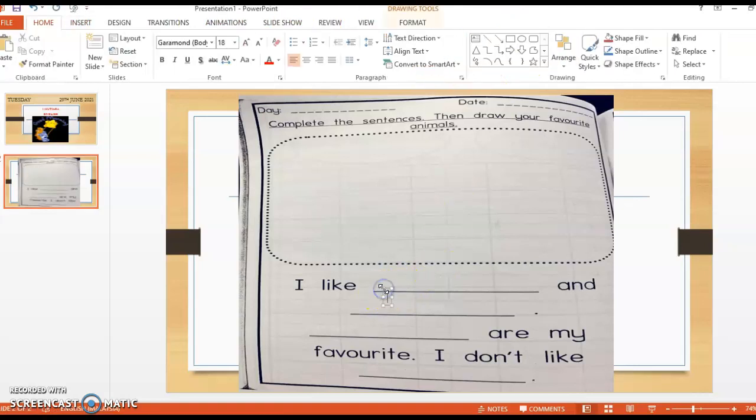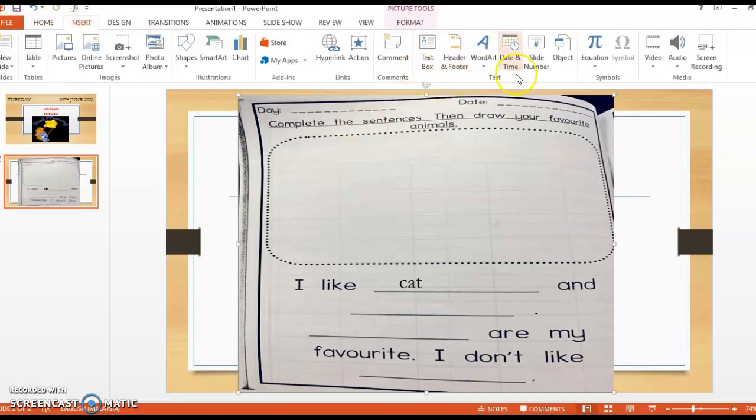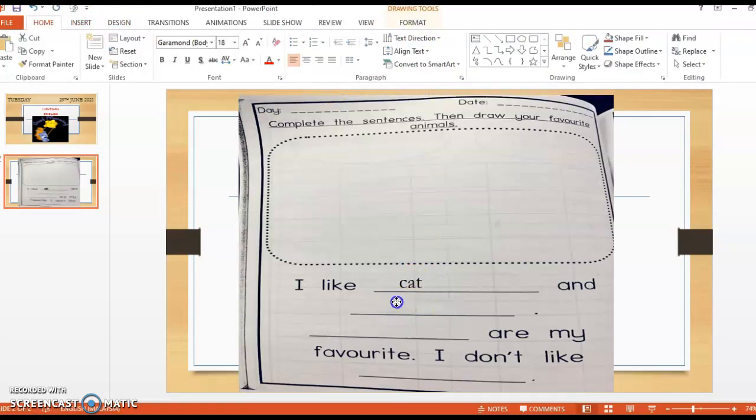Okay, this one. I like. Contohnya, I like cat. Okay. I like cat. And one more, suka apa? Maybe you like rabbit. Okay. R-A-B-B-I-T. Rabbit. Besarkan sikit. Alright, I like cat and rabbit. Contoh, are my favorite. Okay, tambah S lah. Cats and rabbits.